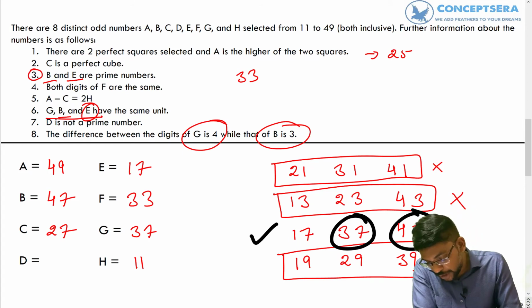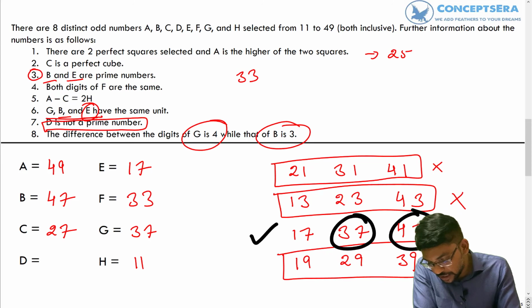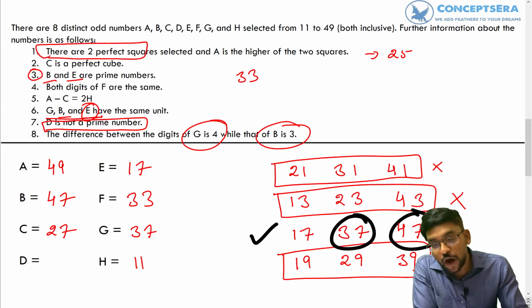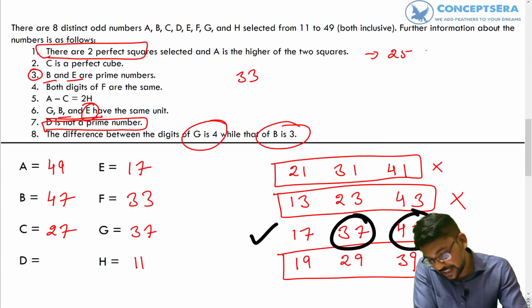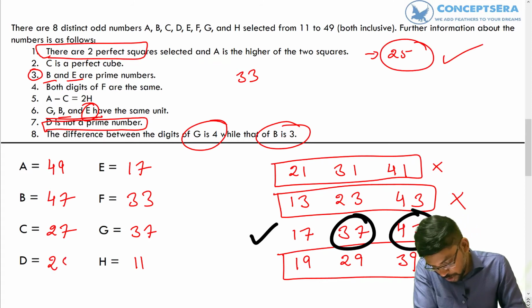And what is given to us about D? D is not a prime number from statement 7. As well it is given to us there are two perfect squares. Out of two perfect squares, one is taken by A. That means left out number has to be D. So D has to be 25.